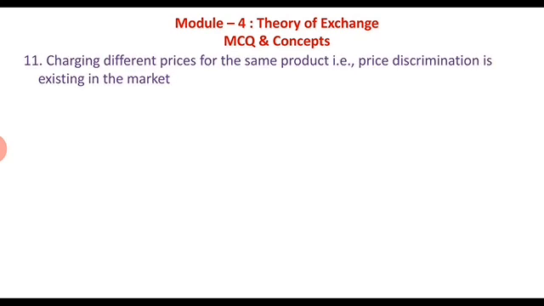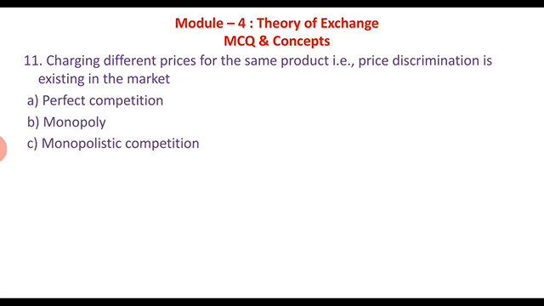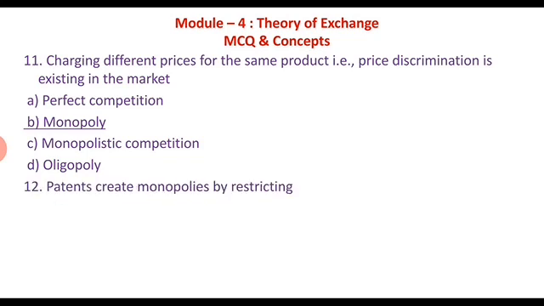11th question. Charging different prices for the same product, that is price discrimination, exists in the market of A. Perfect competition. B. Monopoly. C. Monopolistic competition. D. Oligopoly. Answer is monopoly. 12th question. Patents create monopoly by restricting A. Prices. B. Profit. C. Entry. D. Demand. Answer is entry.